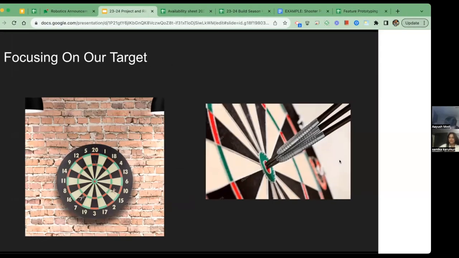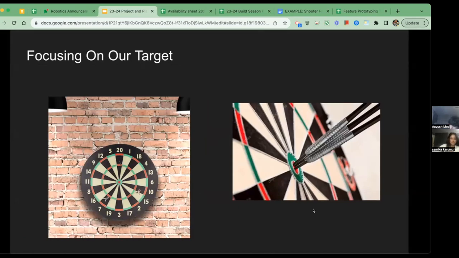Okay, so real quick, we just wanted to talk about what you guys see in the difference between these two pictures. What do your eyes focus on in the picture on the left and on the right? You can just quickly put it in the chat or raise your hand. Yeah, so left is the whole dartboard and the right is specifically the bullseye. On the left there is a lot in the picture and you can focus on anything: the bricks, the numbers, the darts, whatever you want. But on the right, it's really honed in on the bullseye and we have a clear goal of what we want.